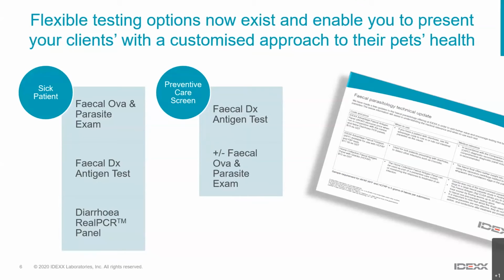When we're looking at preventive care screens, in patients without signs, the antigen test is a nice way to do that, because it's our most efficient way to do that. You can add the ova and parasite exam on if you've got suspicions of other things with that patient, but probably the basis of our preventive care screening should be the antigen test.